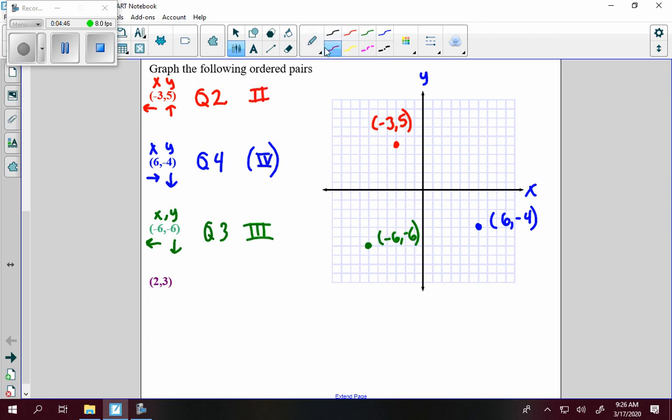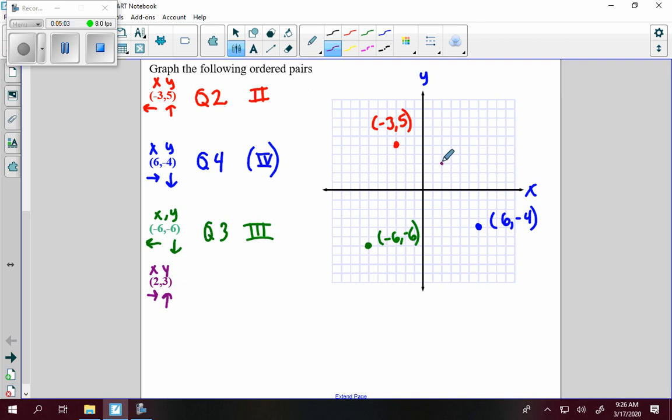The last thing here is the point 2, 3. So you have x would be 2 and y would be 3. It would be positive, positive. So I'm going to go in the positive direction on my x and a positive direction on my y. Starting from 0, 0, I'm going to go positive 2.